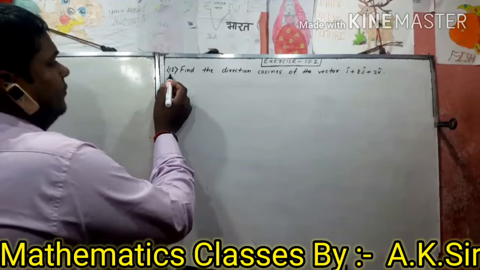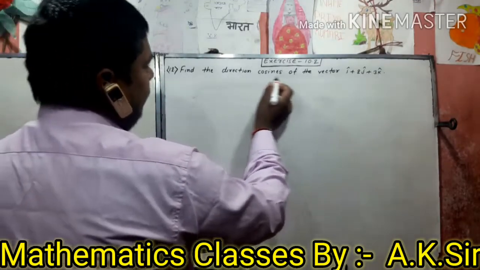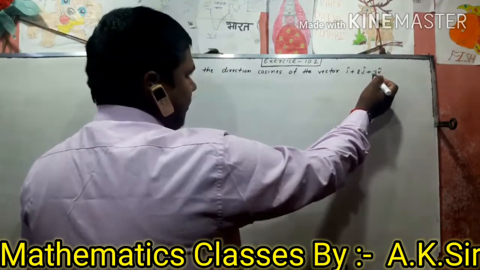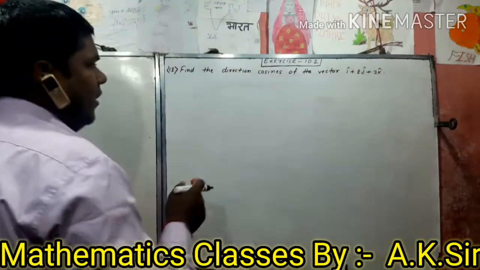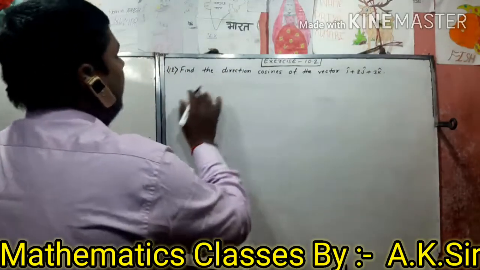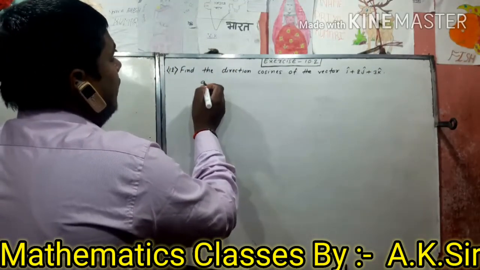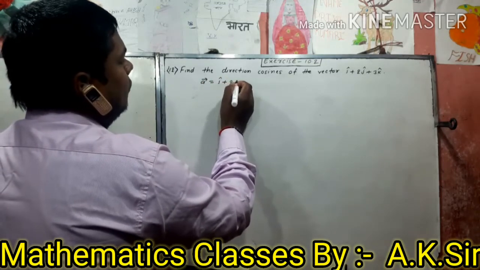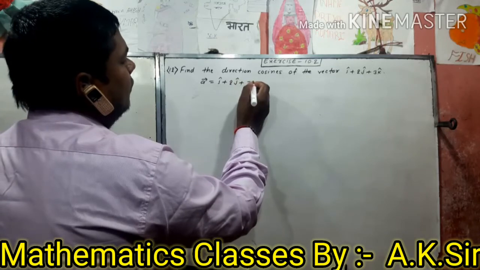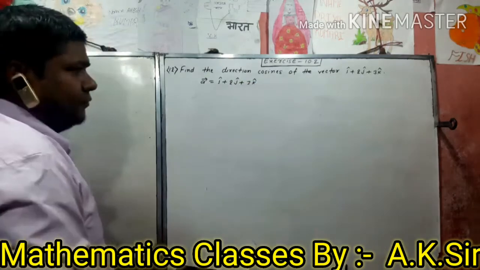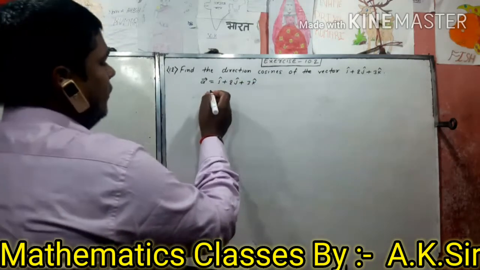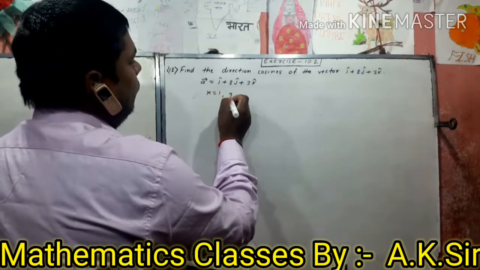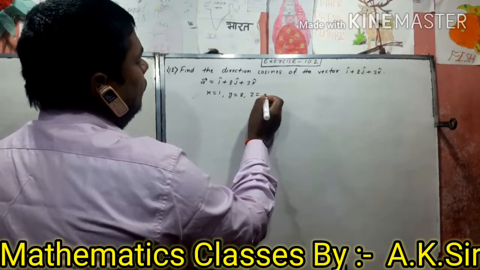Next question 12. Find the direction cosines of the vector i cap plus 2j cap plus 3k cap. Let the given vector be A vector. A vector is equal to i cap plus 2j cap plus 3k cap. Here x is equal to 1, y is equal to 2, z is equal to 3.